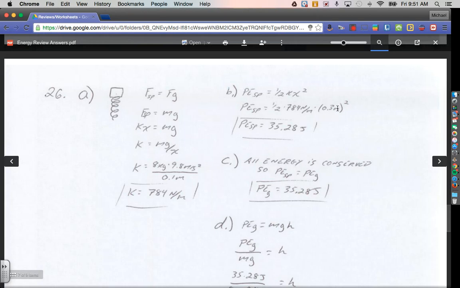Some people might say, wait a second, what about that initial 10? It already was compressed 10, and was it compressed an additional 30? Wouldn't it be a 40 here? Would it be 40 centimeters or 0.4 meters?